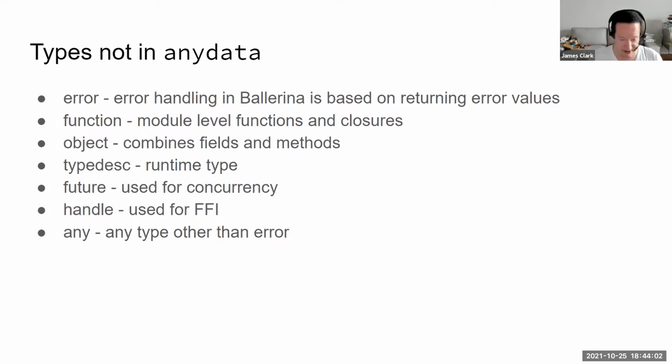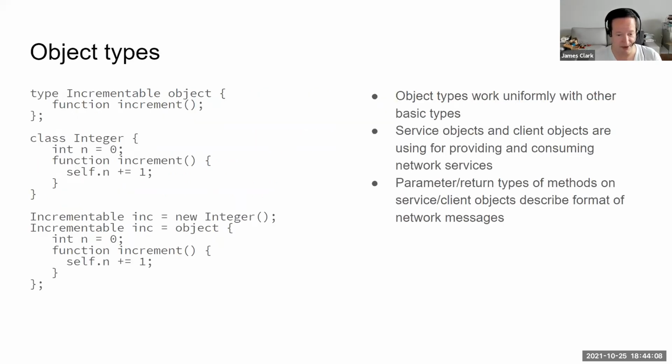I'm not going to go into huge detail on any of these, but I will talk a little bit about objects. So objects, the typing works in a uniform way. An object type is kind of like an interface. It gives you the types of the methods and the fields, but the object type doesn't tell you anything about the implementation. Typically, the way you create an object is you define a class, and the class both defines a type and an implementation of the type.